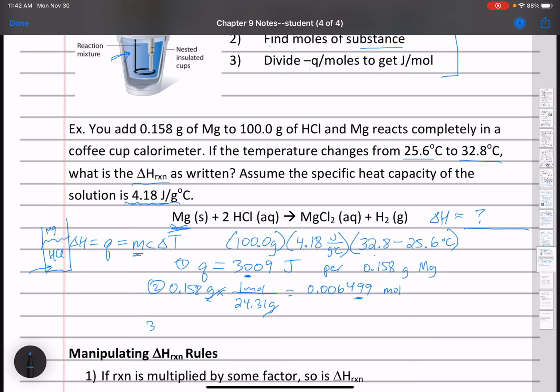All right, so now in part 3, I just need to take the joules, 3009 joules, divided by the number of moles, 0.006499 moles. And the heat of the reaction as written will simply be 4.6 times 10 to the 5th joules per mole. So the heat of the reaction as written would be 4.6 times 10 to the 5th joules.